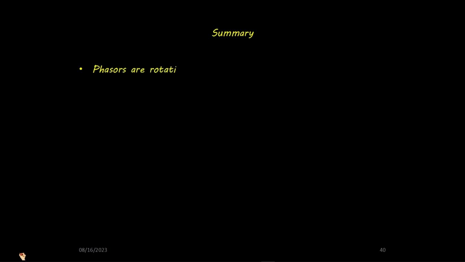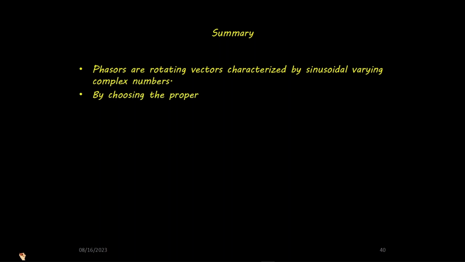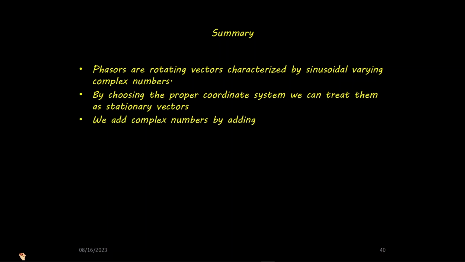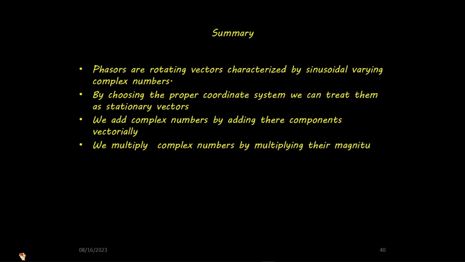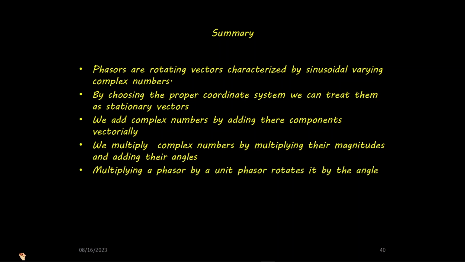In summary, phasors are rotating vectors characterized by sinusoidal varying complex numbers. By choosing the proper coordinate system, we can treat them as stationary vectors. We add complex numbers by adding their components vectorially. We multiply complex numbers by multiplying their magnitudes and adding their angles. Multiplying a phasor by a unit phasor rotates it by the angle of the unit phasor. We now have the tools to tackle symmetrical components.